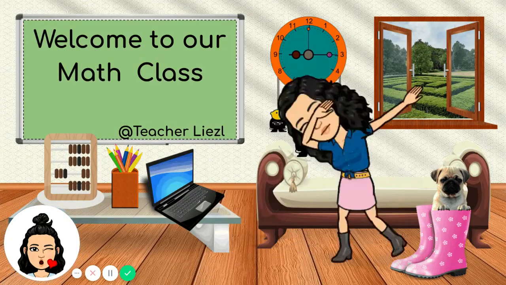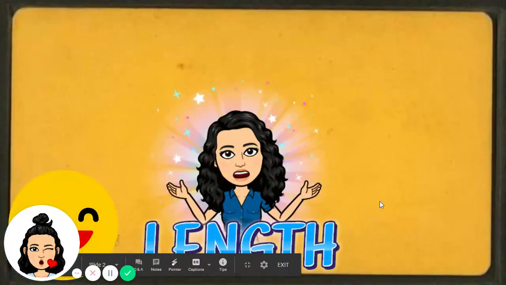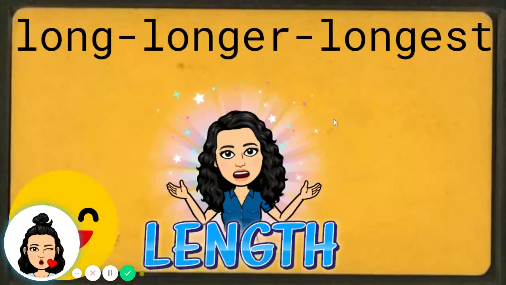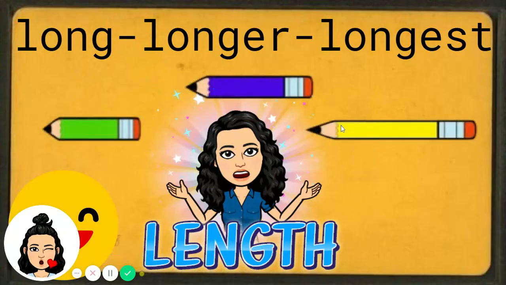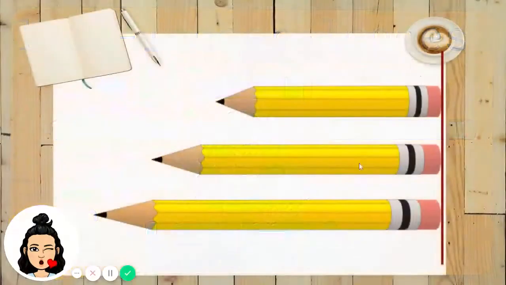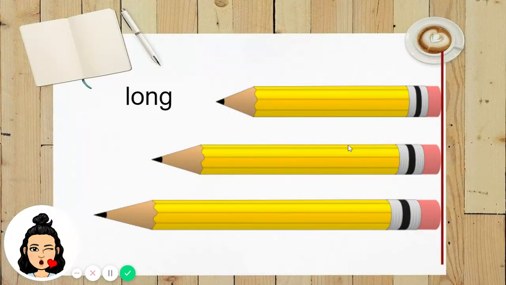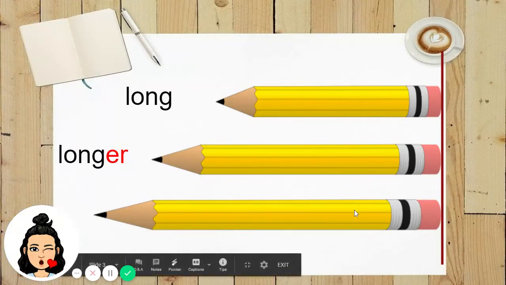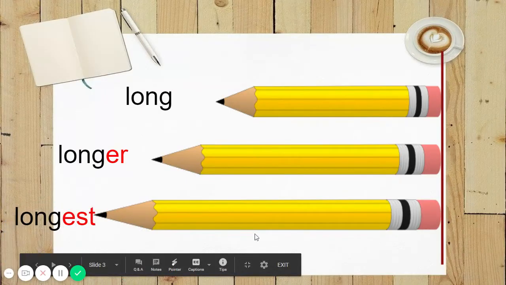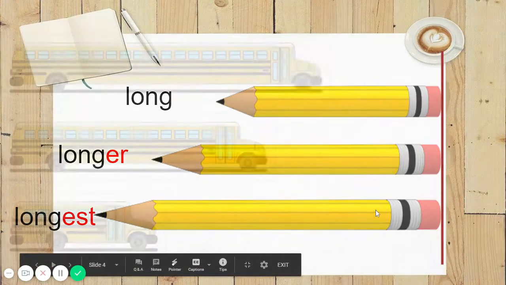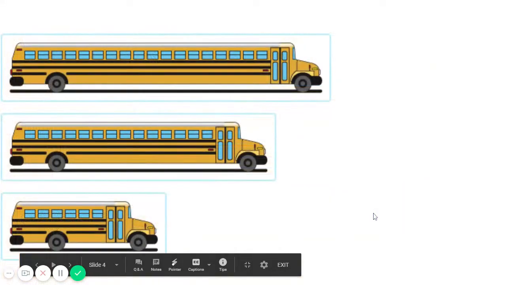Our lesson for today is about length. We have long, longer, and longest. Ready? I have here three pencils. The pencil from the top is long. The pencil at the middle is longer. And the last pencil is the longest.